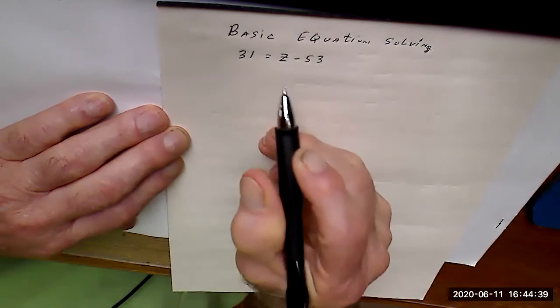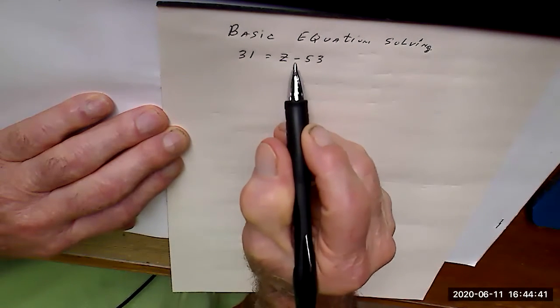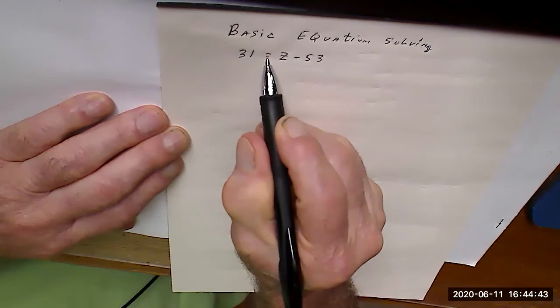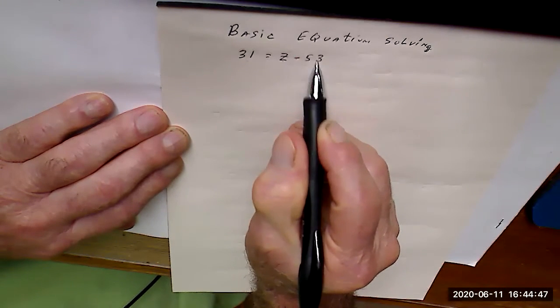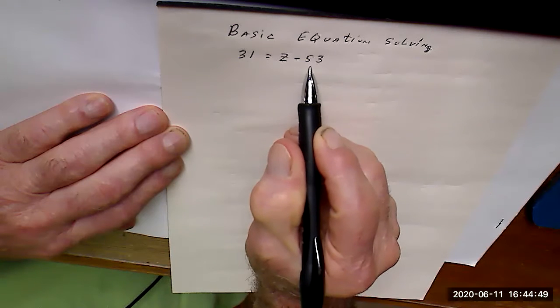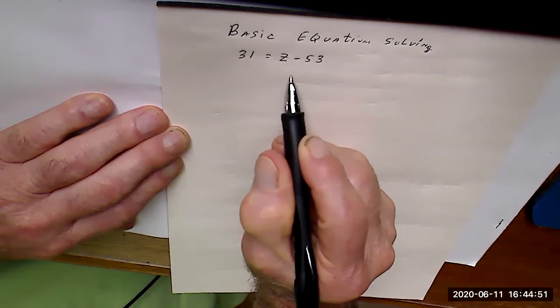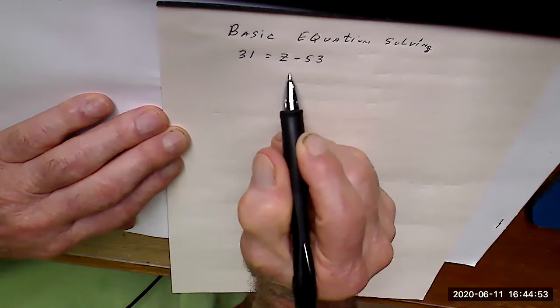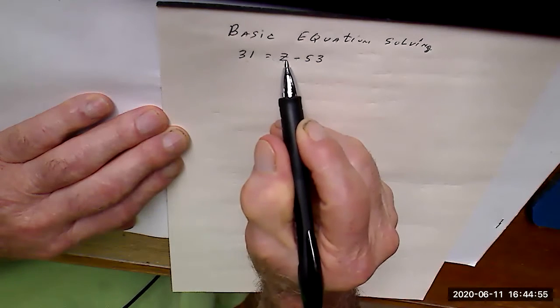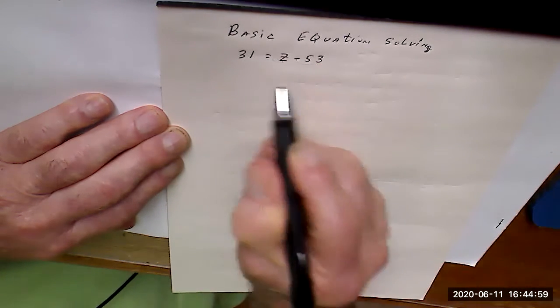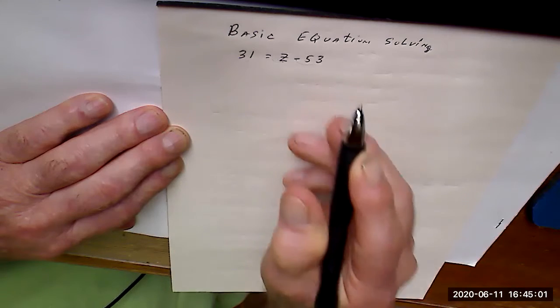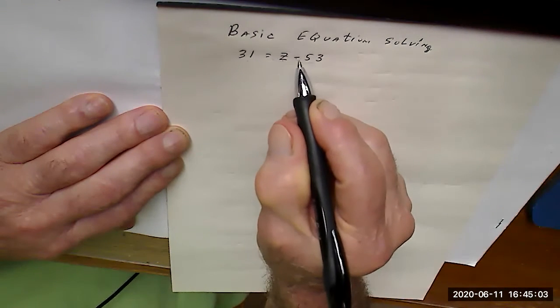The terms are quantities separated by a plus or minus sign or an equality. So there are three terms to this particular equation. The goal in solving an equation is to move terms around, from left to right, right to left, such that all the unknown terms are on one side and all the constant terms are on the other side. So in this particular problem, I'm going to move negative 53.